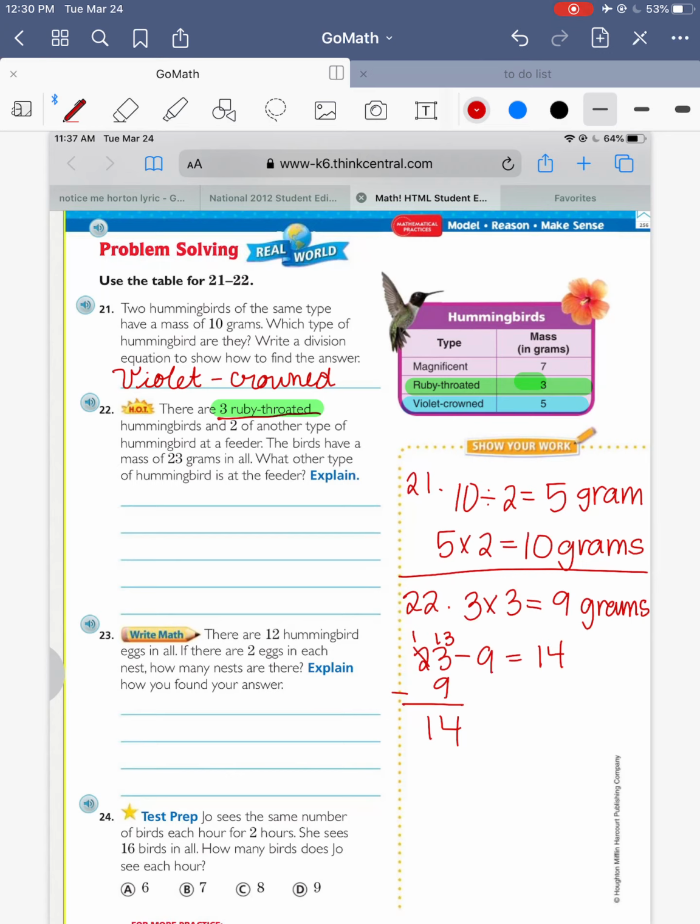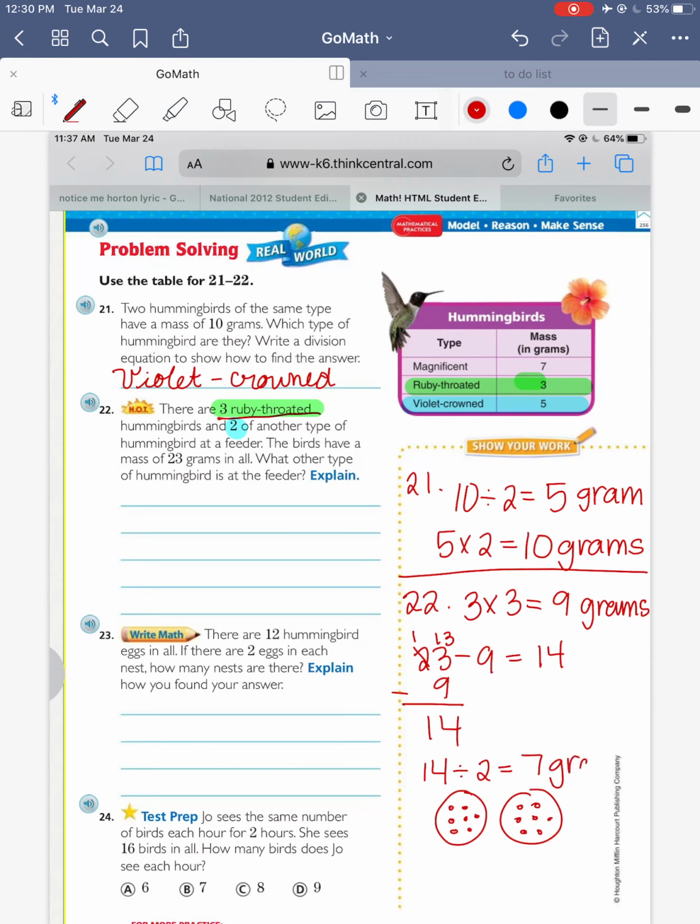So then we need to split 14 by the number of hummingbirds left. So how many do we have left? 14 divided by 2, because we have 2 of a different type of hummingbird. So 14 divided by 2 equals 7. Remember, you can draw a picture if you need to. So 2 groups. Put a dot in each until you get to 14. And there's 7 in each group.